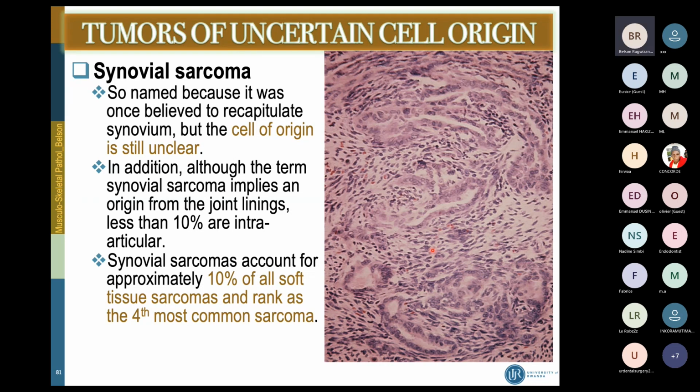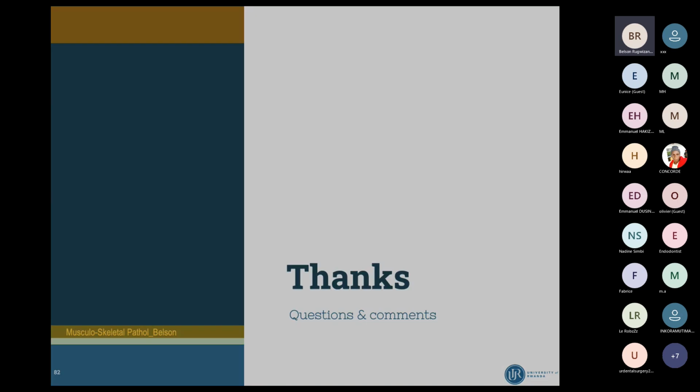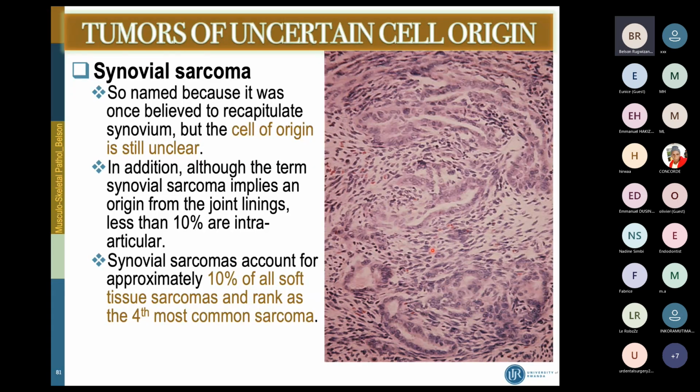So it is biphasic. Here nizo ziri monophasic, usanga ari spindle cells gusa. Otherwise most of them they have both epithelioid and the spindle cells. So as you saw in the list, there are many other tumors of uncertain cell origin, but the most common one is the synovial sarcoma. So we are done with this presentation.